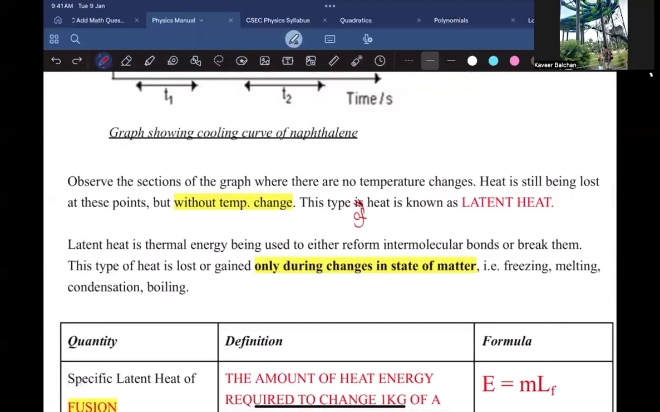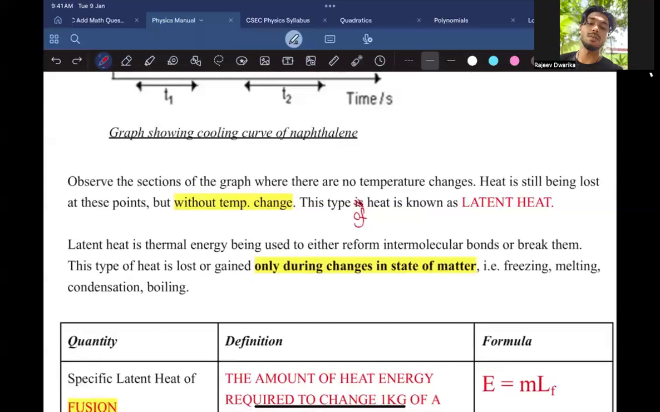Observe the sections on the graph where there's no temperature change. Heat is still being lost at these points, but without temperature change. This type of heat is known as latent heat. Continue. Latent heat is thermal energy being used to either reform intermolecular bonds or break them. Read back that part carefully.